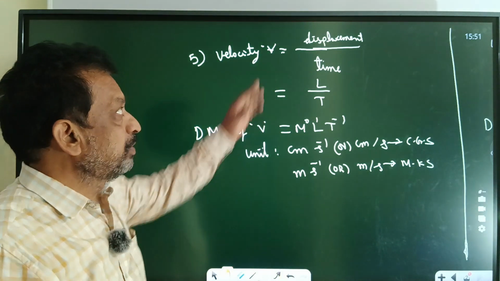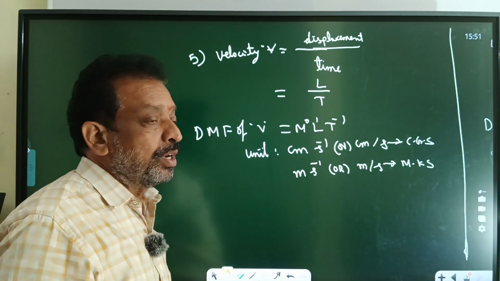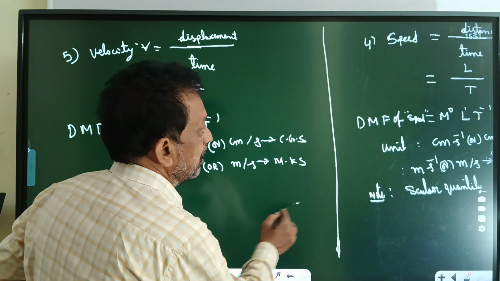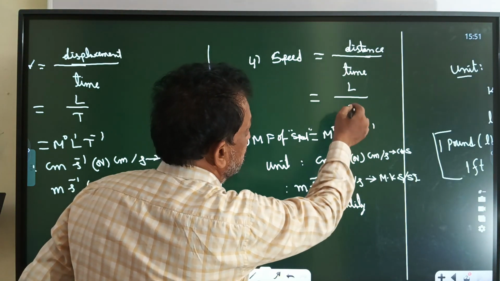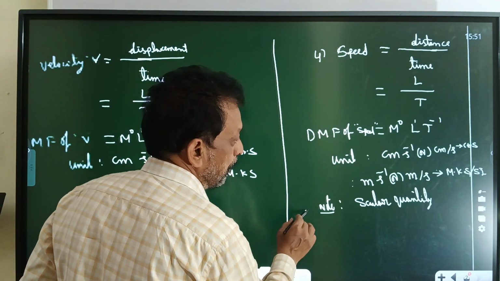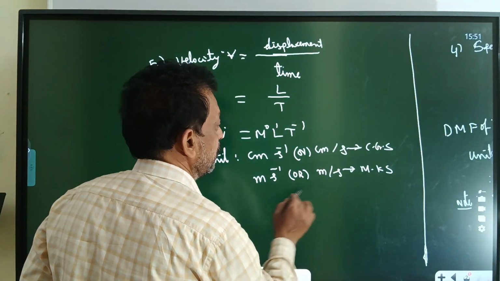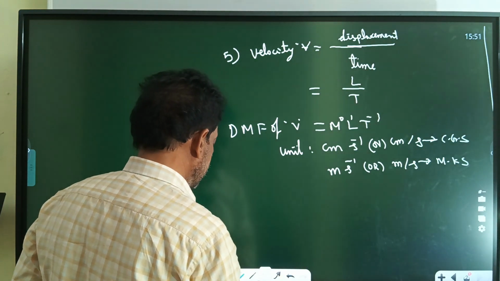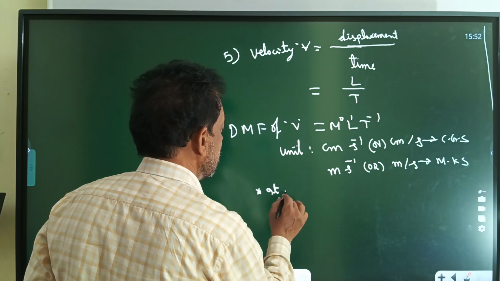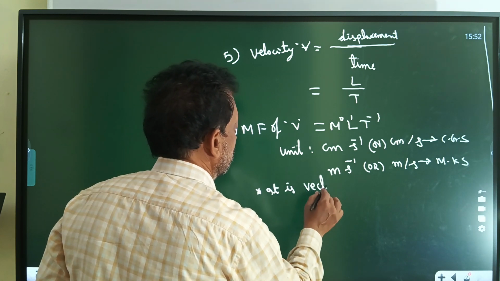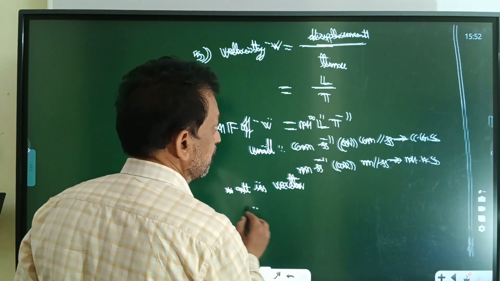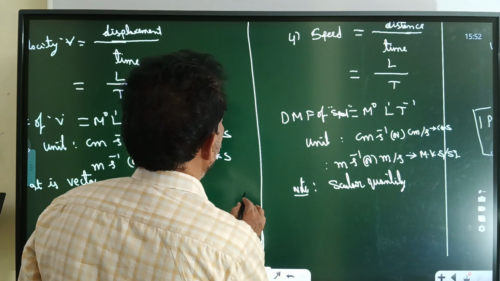So what is the difference in definition? The rate of change of displacement is called velocity. The rate of change of distance is called speed. Time in the denominator means rate. Displacement is a vector quantity, so velocity is a vector.